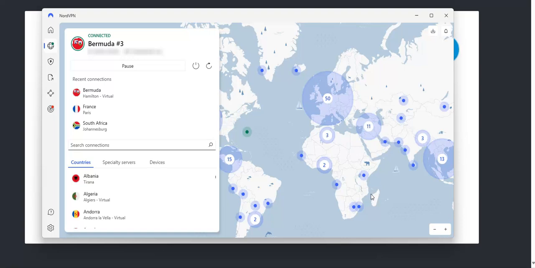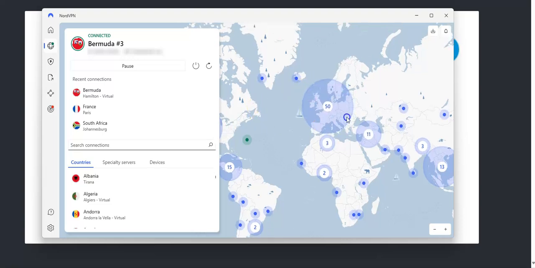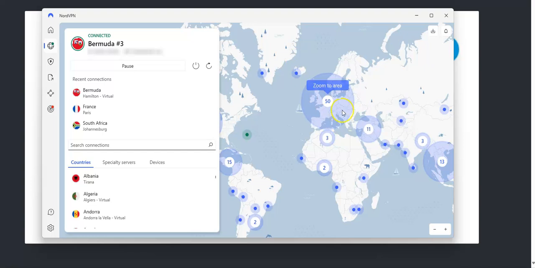Geo-blocks, for instance, if you want to try and access the BBC online, which is a great free website, you can only do that if you've got a British IP address, which you can get in two ways. You can either be in Britain, or you can use a British VPN server. So if I connected to the UK, I could then use the BBC, and so on. And the same goes for American websites, Australian websites. As you can see, NordVPN has servers all over the world, so you can connect to whichever country you like.